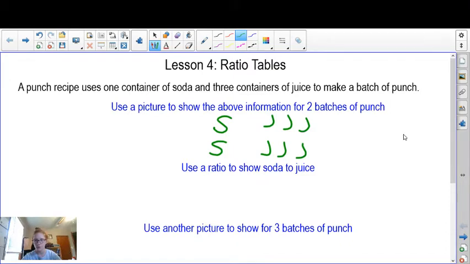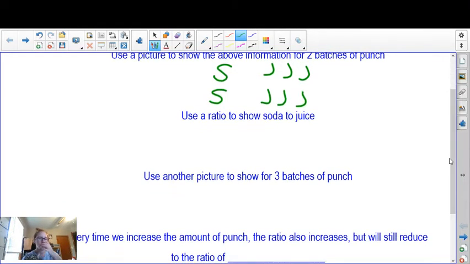Next, we're asked to show the ratio of soda to juice. And since the word soda comes first, soda goes on top. So I use 2 sodas for 1, 2, 3, 4, 5, 6 juices.